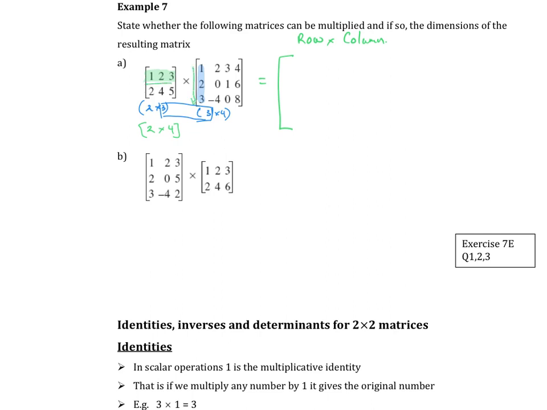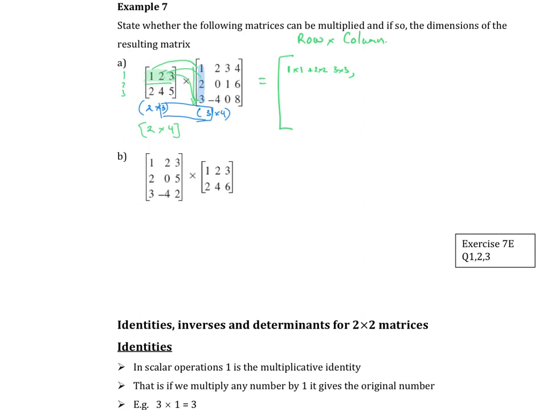So I sort of, if you like, turn this row of 1, 2, 3 and make it a vertical 1, 2, 3 and multiply. So I'm going to go 1 times 1, and then I'm going to go plus 2 times 2 plus 3 times 3. All of that is the first element in my matrix.